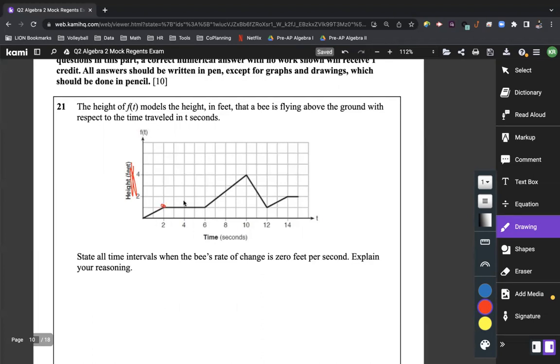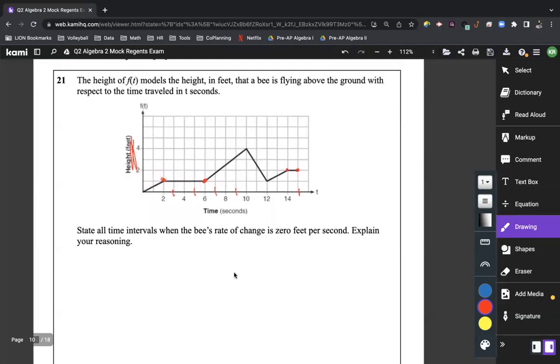So from 2 to 6, there's no rate of change. And then from 14 to 15. I say 15 because these are separated by ones. A lot of you guys did a good job with that also, which is growth from the quarter 1 benchmark. 76% of you were able to get at least 1 point on this question, which is great. In terms of the answer, you could have just written 2 to 6 seconds and 14 to 15 seconds.